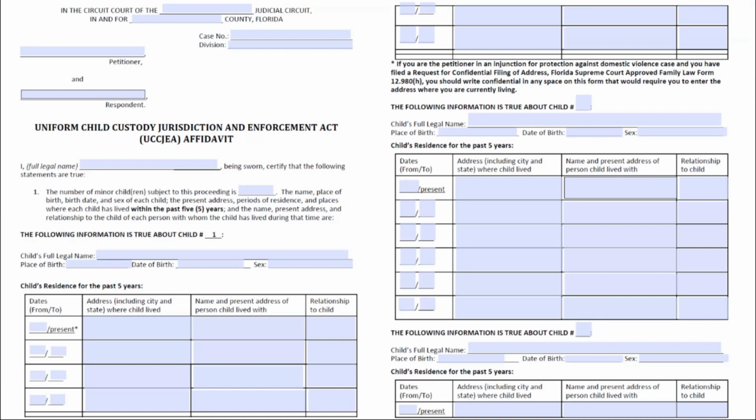In the space provided, you must indicate the following information that is true about child number 1. First, you must fill in the child's full legal name, followed by their place of birth, their date of birth, and their sex in the spaces provided.